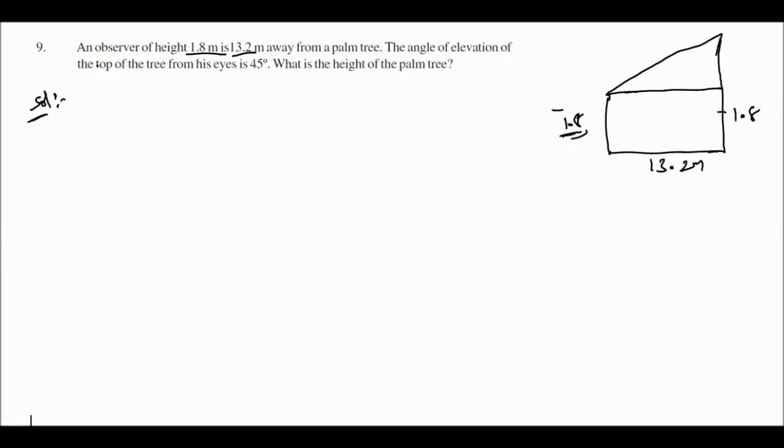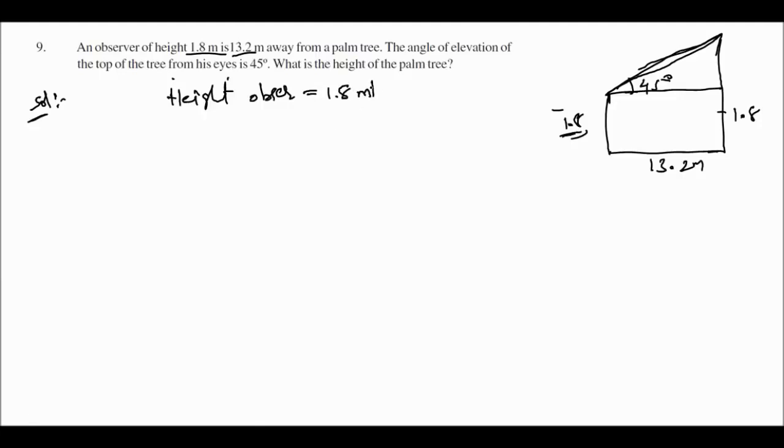So the angle of elevation of the top of the tree from the eyes of the observer, look here: a man, an observer, his eyes look like this at the palm tree. So the angle is how much? 45 degrees here. What is the height of the palm tree? He is asking the palm tree height here. The height of the observer is 1.8 meters.